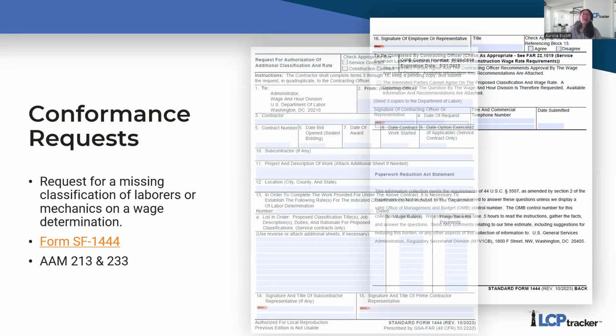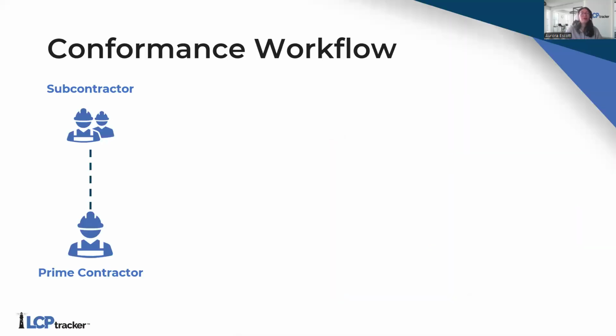Now, a conformance request means that you are asking the Department of Labor Wage and Hour Division to conform the wage determination to include your missing craft and class. So, you would be using Form SF 1444 to draft up your conformance request. You would state the crafts and classes that are missing. You would provide a rate that you believe you should be paying these missing crafts and classes and submit that to your awarding body. Now, All Agency Memorandums 213 and 233 are going to be your best friends. They will tell you exactly how to create a conformance request, how to generate the best rates possible for your missing crafts and classes. So don't sleep on that. All Agency Memorandums 213 and 233. Look them up.